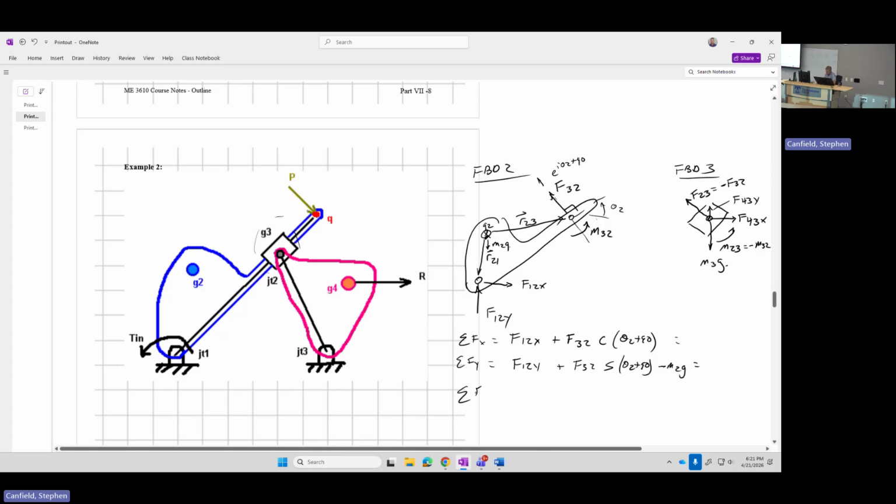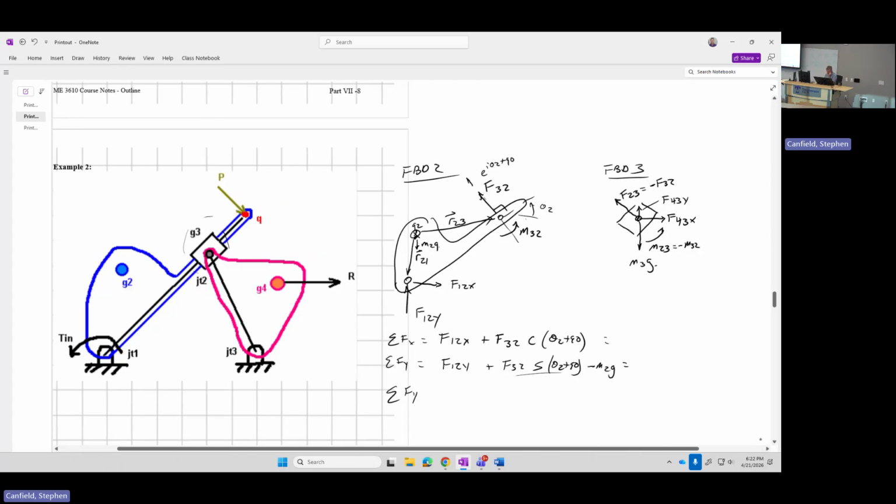And then moments, I'm going to have to just take the moments the normal way, and I'll have to take those as my X and Y components. And then, yep.